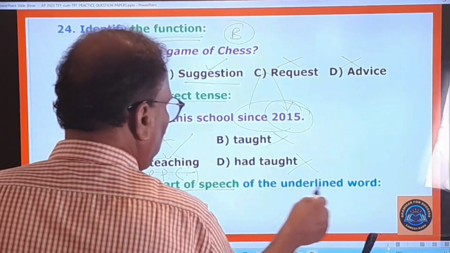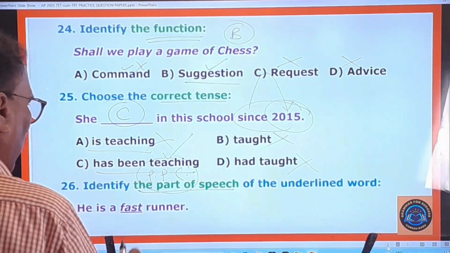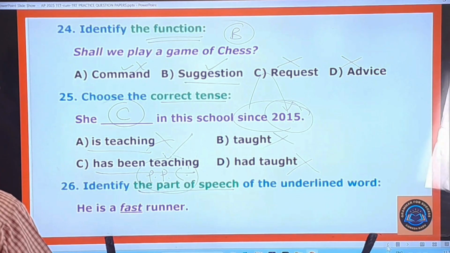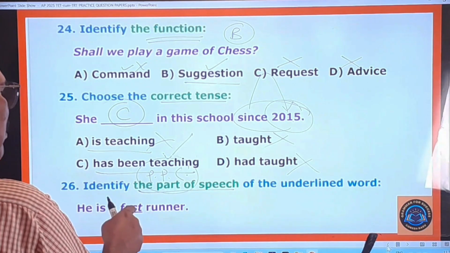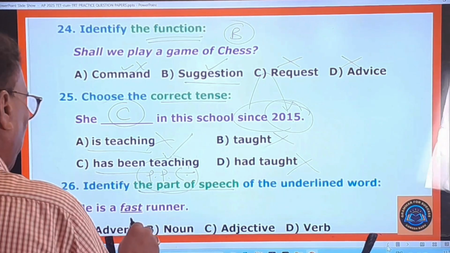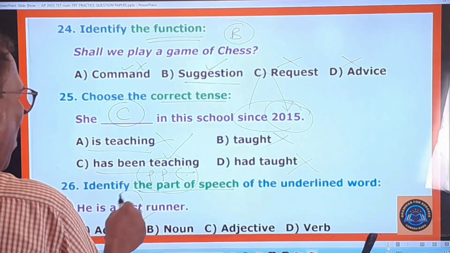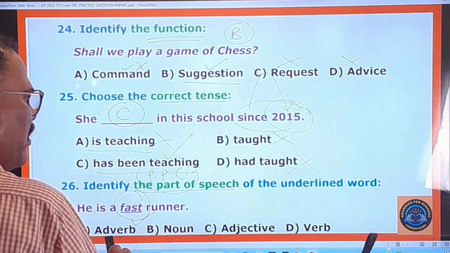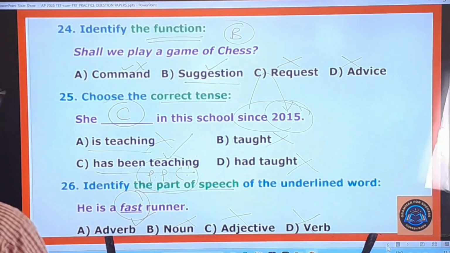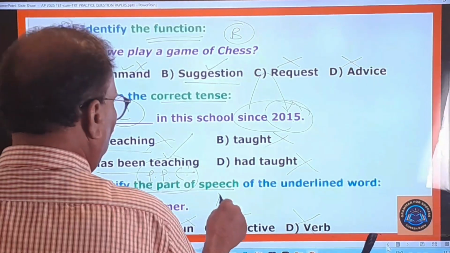Identify the part of speech of the underlined word. He is a fast runner. Some word is underlined in this sentence, and let us now name the part of speech of this word from the given options. So adverb, the very first one is the right one. Fast is always an adverb. It's not a noun, it's not an adjective, it's not a verb. So only an adverb. So therefore A is your answer.